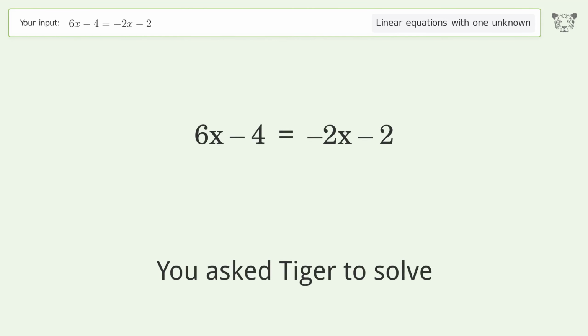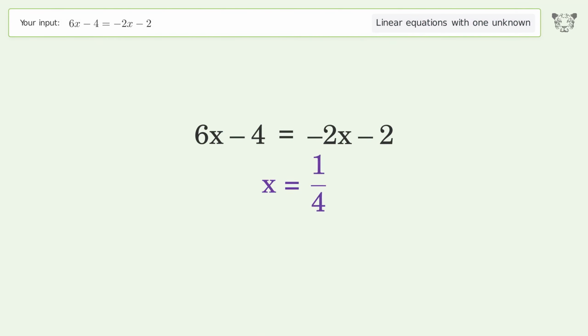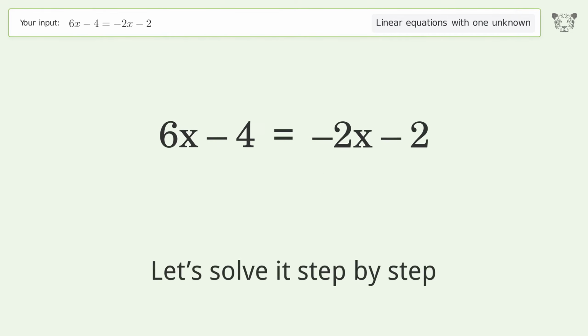You ask Tiger to solve this. It deals with linear equations with one unknown. The final result is x equals 1 over 4. Let's solve it step by step.